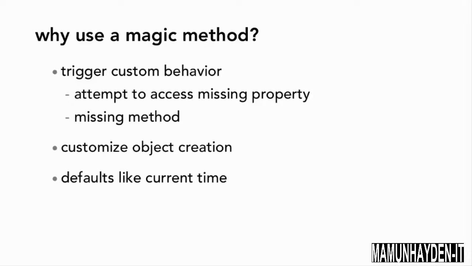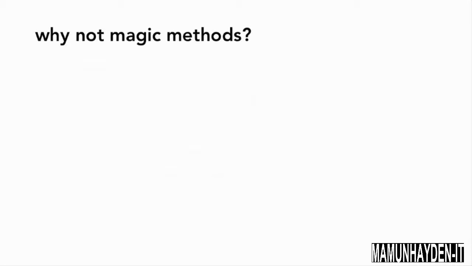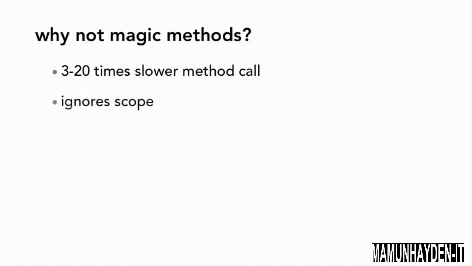But every rose has its thorns. Magic methods do have an overhead, leading to code execution that is anywhere from 3 to 20 times slower for that particular method call. Magic methods ignore scope, meaning that you can accidentally expose a property or method that is normally hidden from the rest of the program.